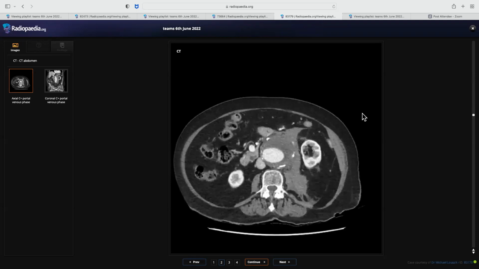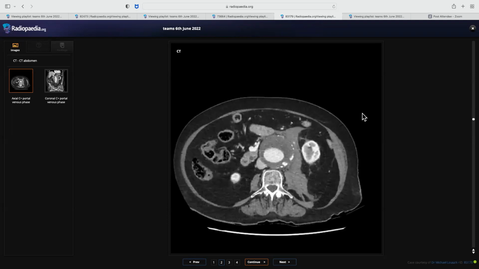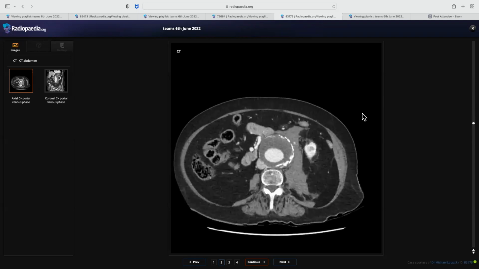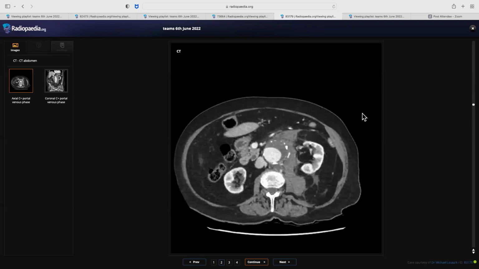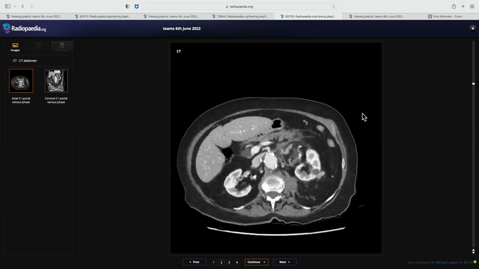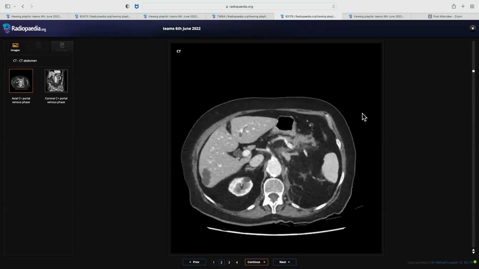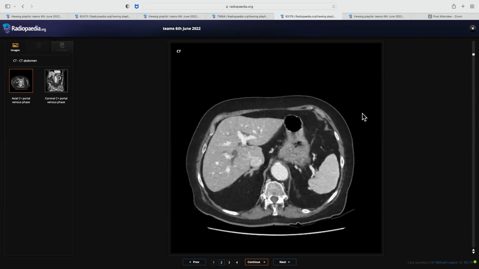You said yes, dissection. Can you show me the dissection, please? No, I am trying to see whether it is aneurysmal dilatation or dissection. Okay, I don't see up till now any dissecting flap.